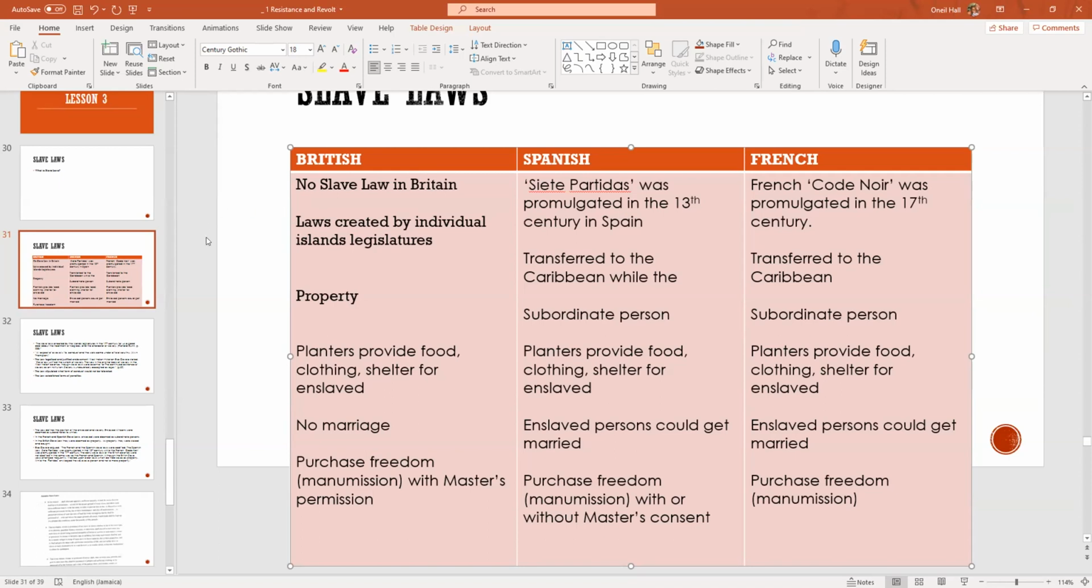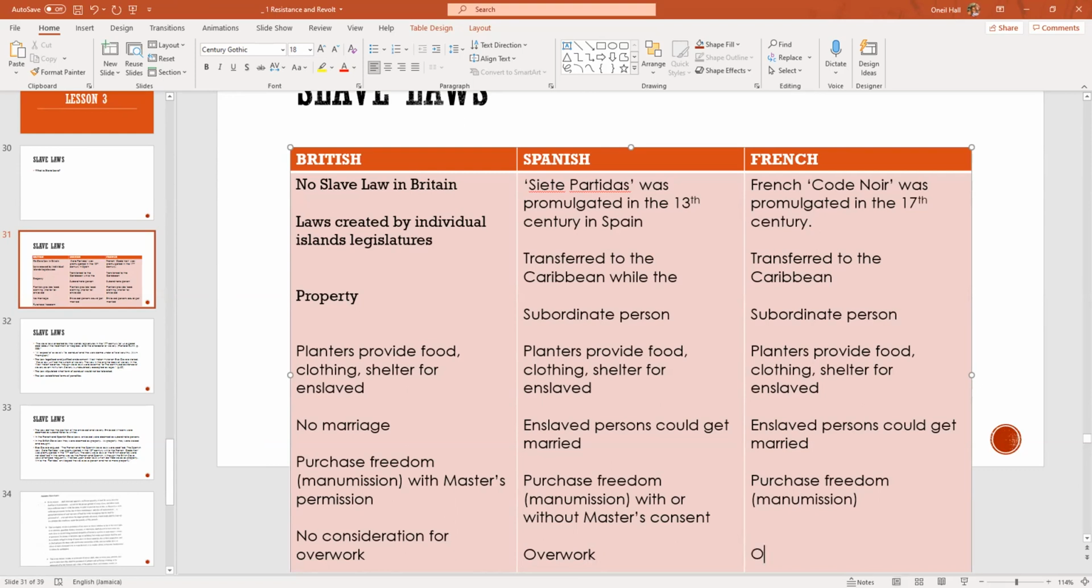Was the British concerned about overwork? The British concerned about the enslaved being overworked? No, sir. So no consideration. But what about the Spanish? The Spanish say that you could not overwork them. Same thing for the French. Very good.